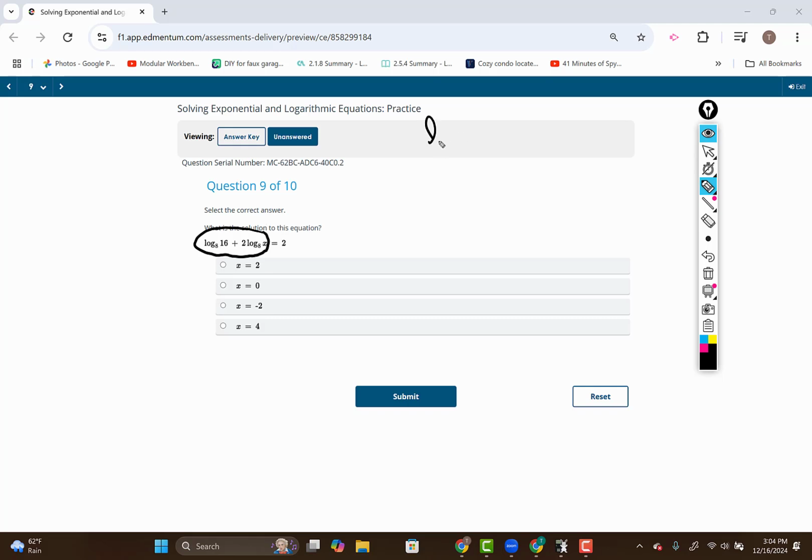So we got to think back to our log properties. I see we are adding those two logarithms. So recall, when you're adding logarithms, you can rewrite this as a single logarithm by multiplying the x and the y. So this is property number 1 that we're going to use in this problem.